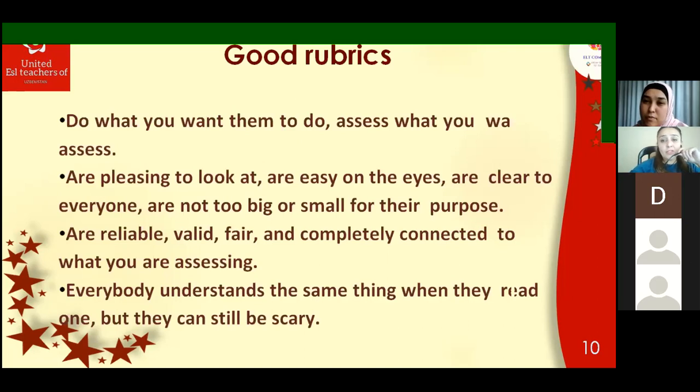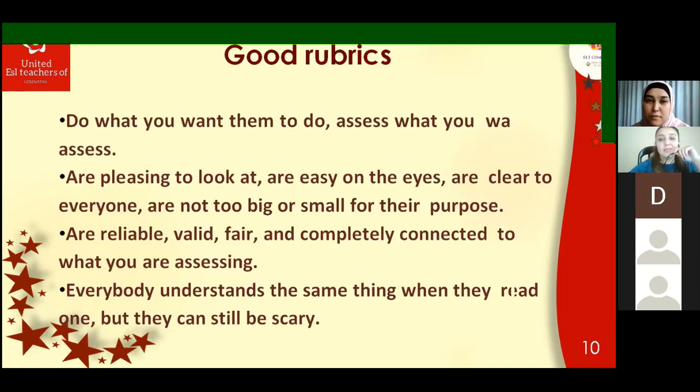And students' ability is divided into four criteria: accuracy, comprehension, fluency, and flexibility, if I'm not mistaken. No, task response, sorry. And of course, they have checked it several times, thus they are reliable, valid, fair, and completely connected to what you are assessing. And everybody understands the same thing when they read them, but sometimes they can be scary, because we may think there is a big difference between band 5 and band 6 in the IELTS band descriptor.